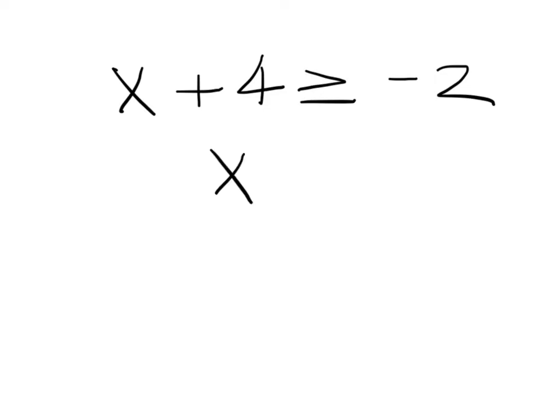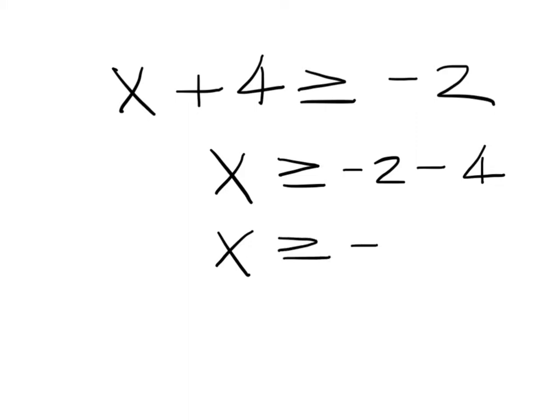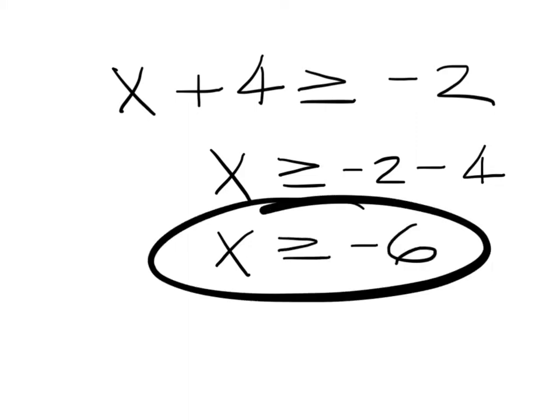Problem: x greater than or equal to negative 2 minus 4. That should be x greater than or equal to negative 6.